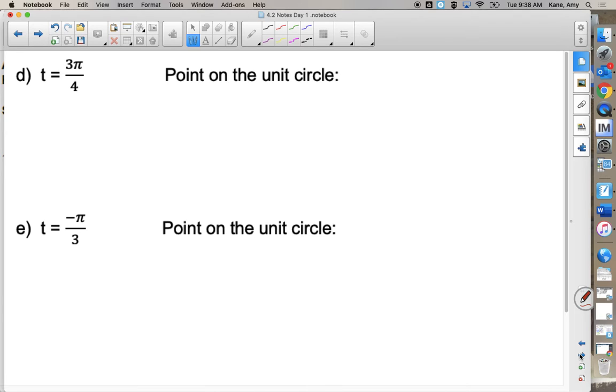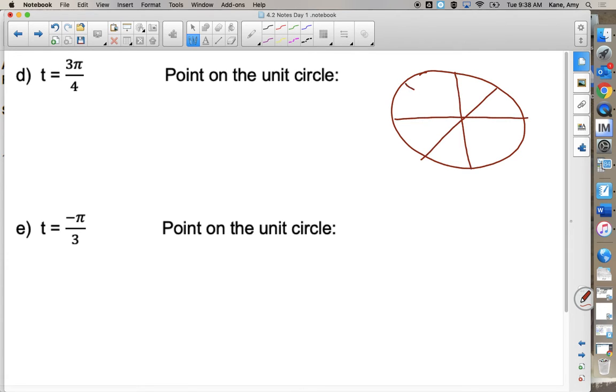Let's do letter D, and then I want to show you how to think about the chart. So letter D says 3 pi over 4. We haven't done a pi over 4 angle yet. So remember, the 4 means there are 4 pieces of pie on the top, 4 pieces of pie on the bottom.